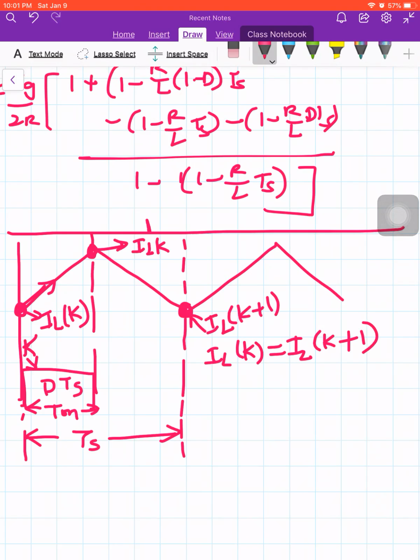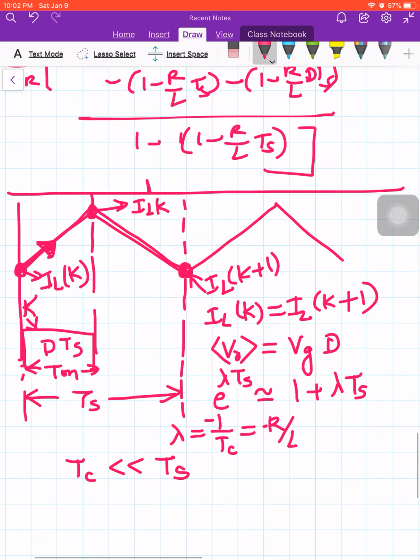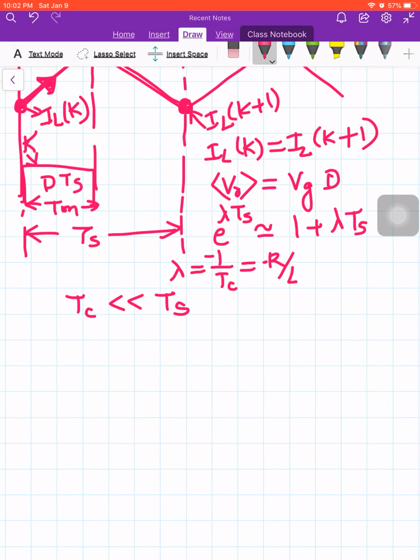And after that, we tried to find out the average voltage across the resistance, which is equal to Vg into D, using the approximation that e power lambda Ts is approximately equal to 1 plus lambda Ts, where lambda is equal to 1 by the time constant of the circuit, that is equal to R by L. So we have also emphasized the fact that the time constant should be far less than the switching time interval, then only you can see such a linear rise and fall of the current. If the ripple in the current is small, then the ripple in the voltage is also small.